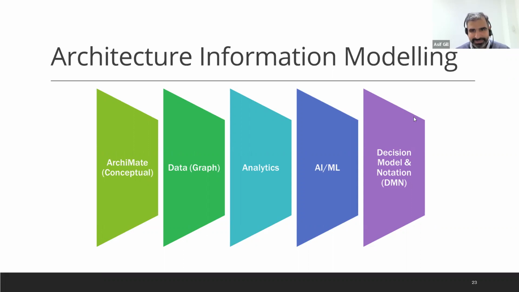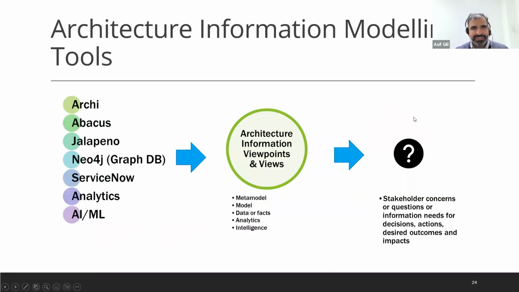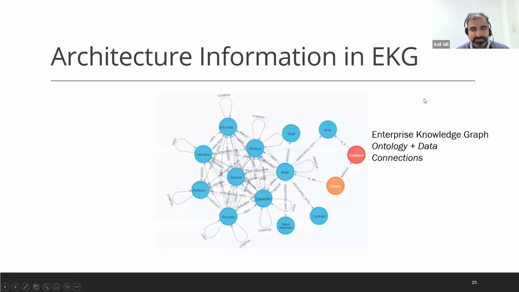We can go to the next slide, Randy. I know we have finished the time, but let's make up. So these are some of the tools you can see on my right side or my left side. And really we need to identify what the question, stakeholder decision or action needs are. Based on that, we go back and look at the architecture information viewpoints and views. And these are different tools that can support that. Maybe we can go next, Randy. Apologies, I took a bit of time.